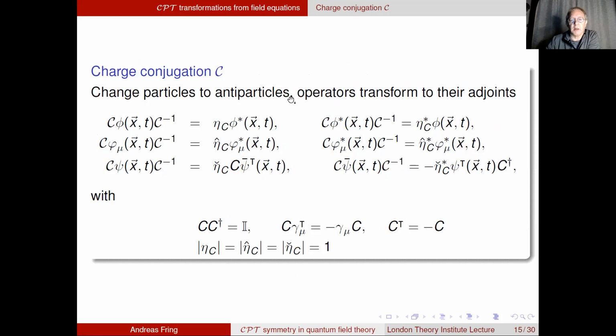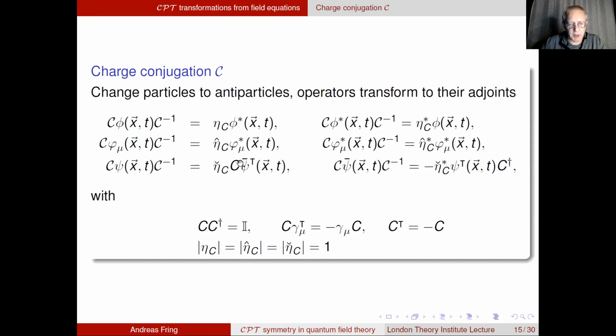So we conjugate the fields. And we have to introduce also for the spinor fields. So for the scalar fields, this is straightforward. We have again these numbers that multiply the fields, and the modulus is always equal to 1. But for the spinor field, we have here some matrix appearing.